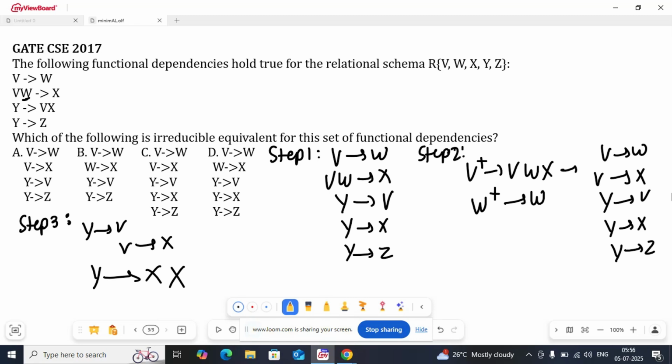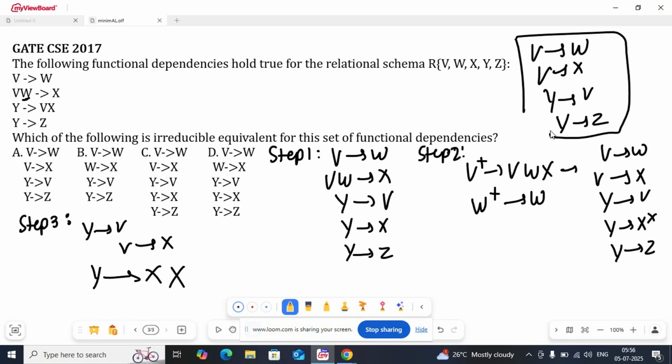After removing this functional dependency, what will your final answer be? Your final answer will be V to W, V to X, Y to V, and Y to Z. Now let us check which of these 4 options is the correct one. We have V to W, V to X, Y to V, yes. The correct answer for this question is option A.